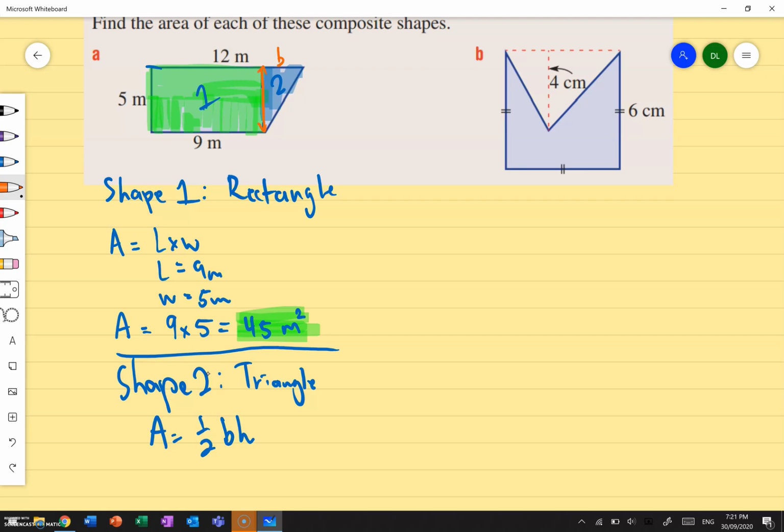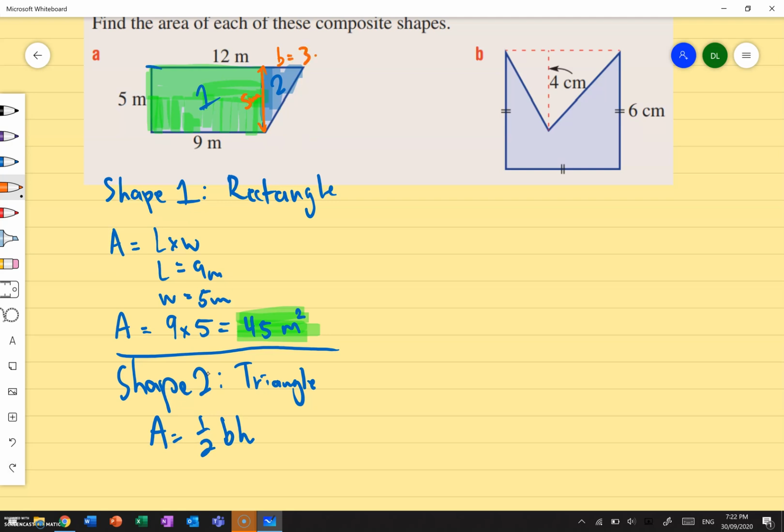Now we actually know that our height is 5 meters because we can see it on the left-hand side over here. It's the same length. It's 5 meters. Now we need to find how long our base is. I know that from here to here all the way across is 12 meters. But I also know that from here to here is 9 meters, which means the only value from here to here is 3, because 9 plus 3 gives me 12. So I know that my base is 3 meters.